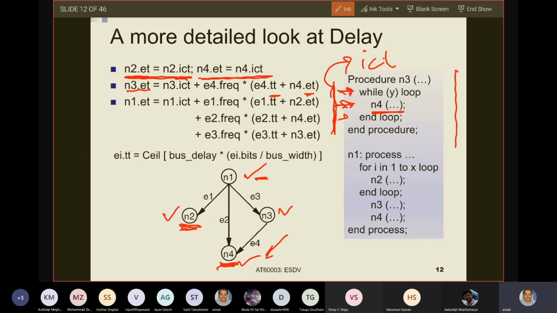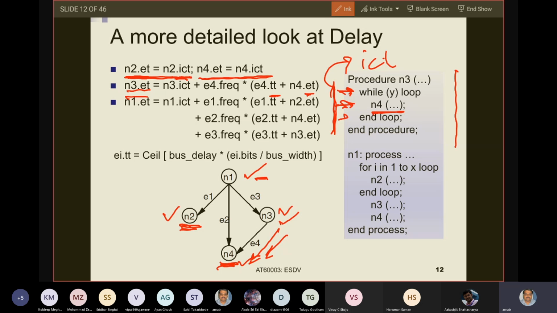Now, to call n4, you need transmission. If we see, this is n3, and n3 calls n4. If n3 calls n4, it is sending some data as input to n4, and based on that, n4 is computing something. So you require transmission time for the output of n3, some data from n3, to pass to n4. So see how we are calculating the execution time of n3.